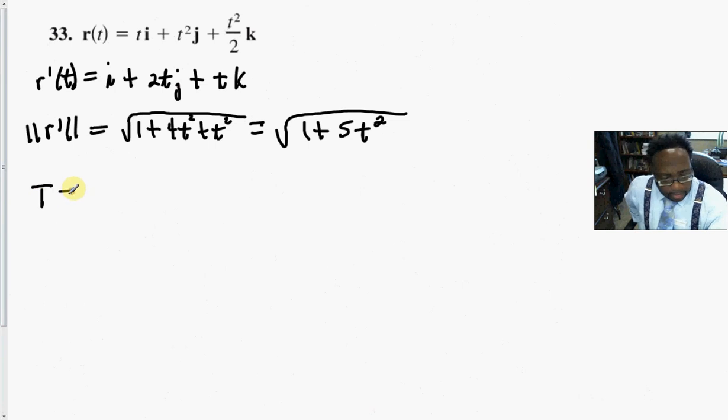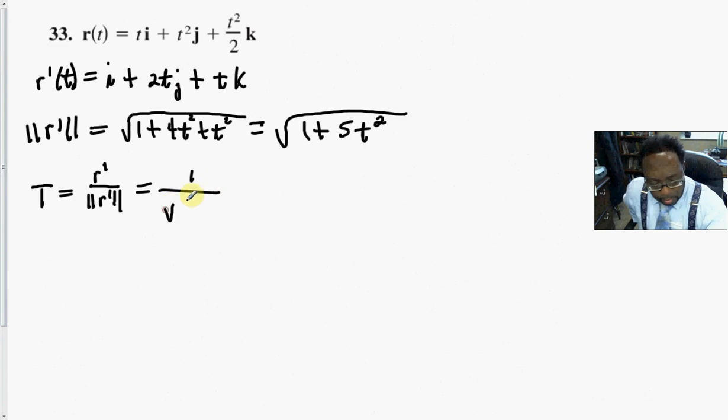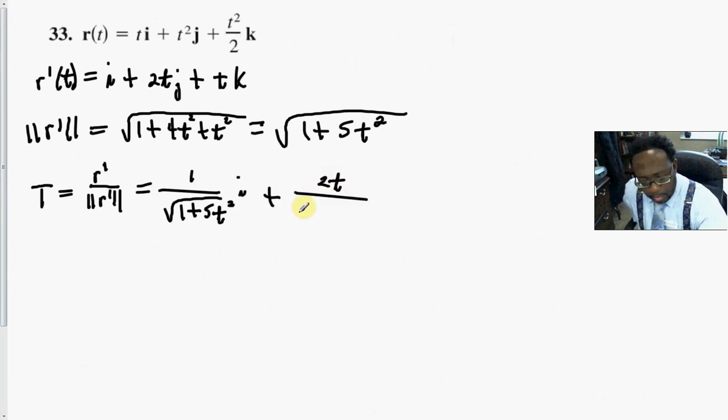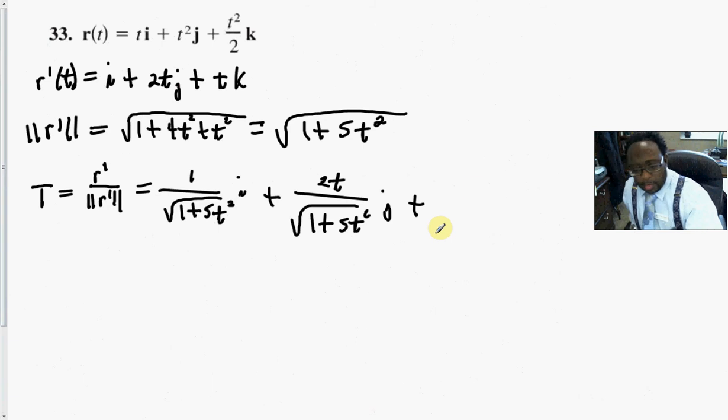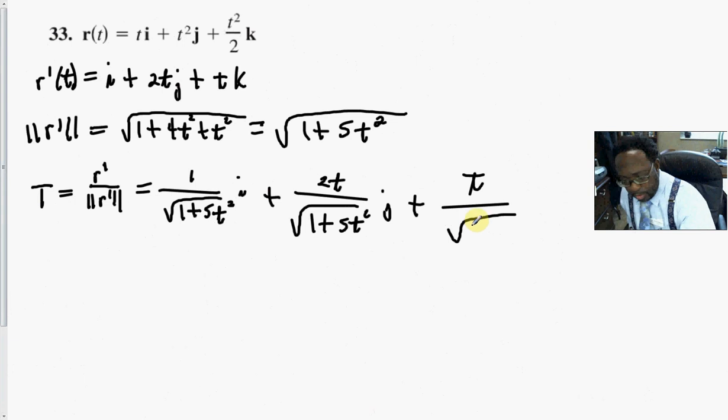So the tangent vector is r prime over the norm of r prime. So this is 1 over the square root of 1 plus 5t squared i plus 2t over the square root of 1 plus 5t squared j plus t all over the square root of 1 plus 5t squared k.